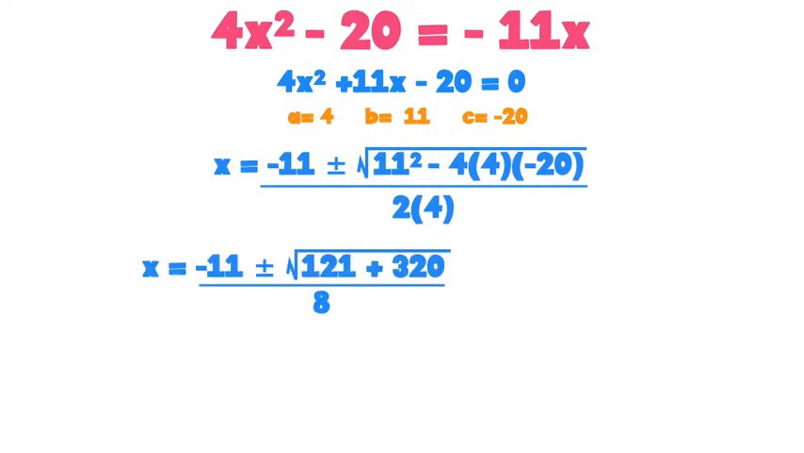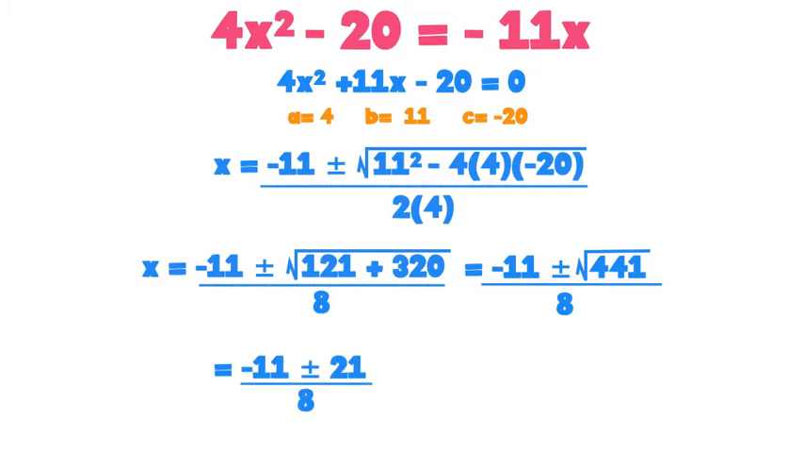So my next step is to say that 11 squared is 121, and negative 4 times negative 20 is positive 320. And then all over 2 times 4 gives me 8. So I'm going to go a step further and simplify a little bit more. I know that 121 plus 320 is 441. I'm going to simplify even further now and take the square root of 441, which is 21.